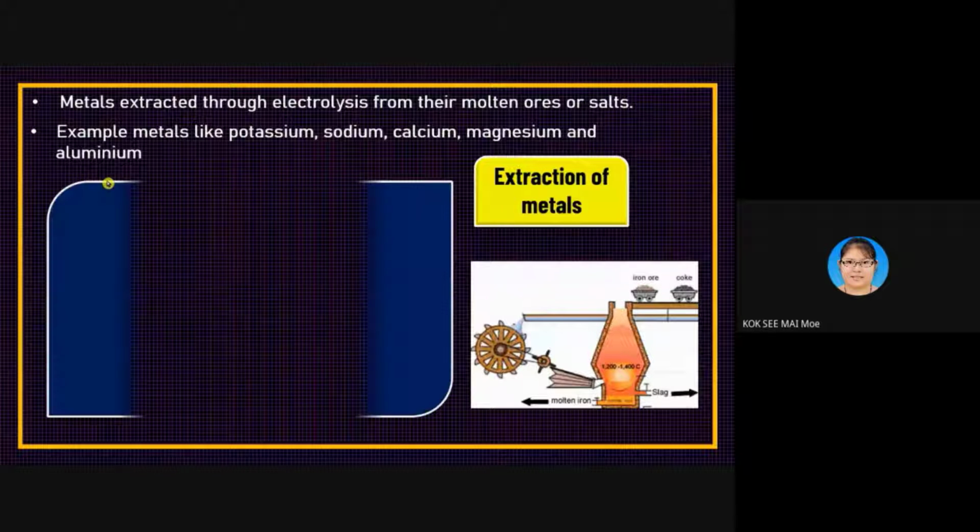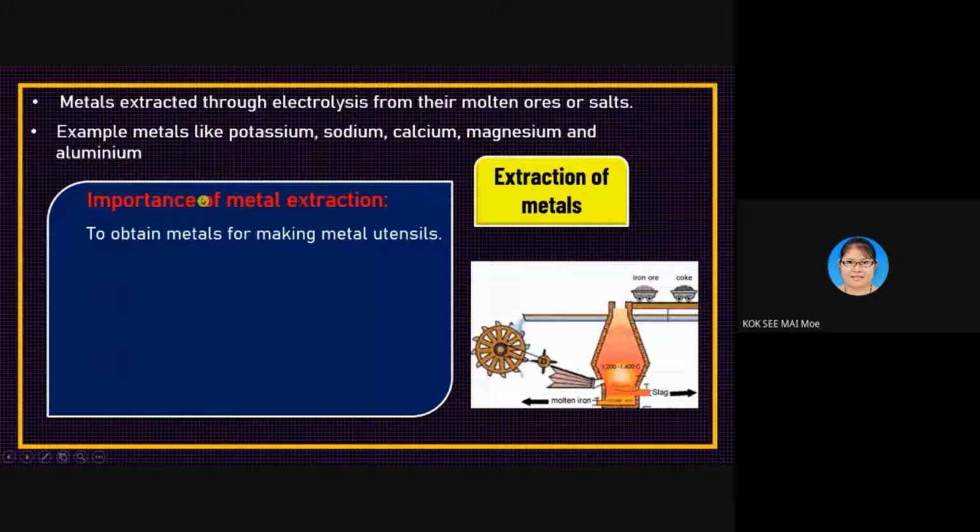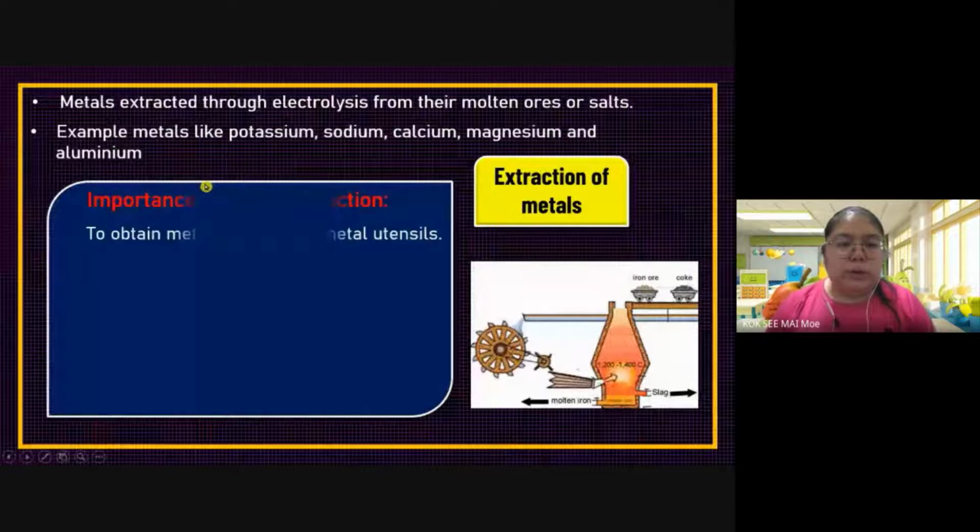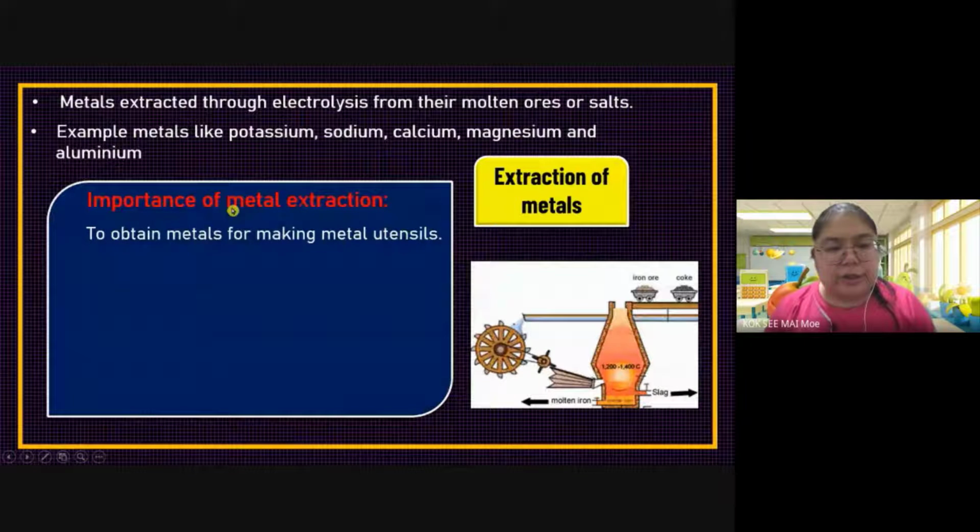So from here, you can see the importance of metal extraction. Why do we need to do the extraction? First, we want to obtain the metal for making metal utensils. We want to make it become liquid, and after that we need to do another step. Utensil means the cooking material or kitchen items, normally made of metal. So this is important for metal extraction.